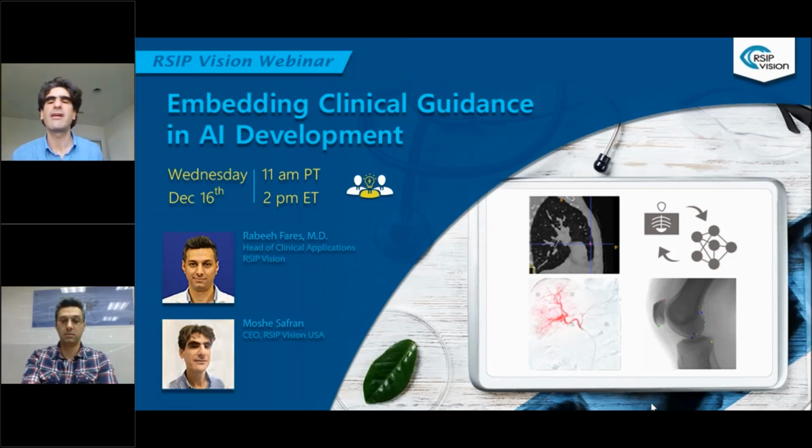Again, my name is Moshe Safran. I head up RSIP USA, and today our lead radiologist, Rabeeh, will talk about his perspective on implementing AI and embedding clinical guidance in AI development. A few words about our company in the next slide.